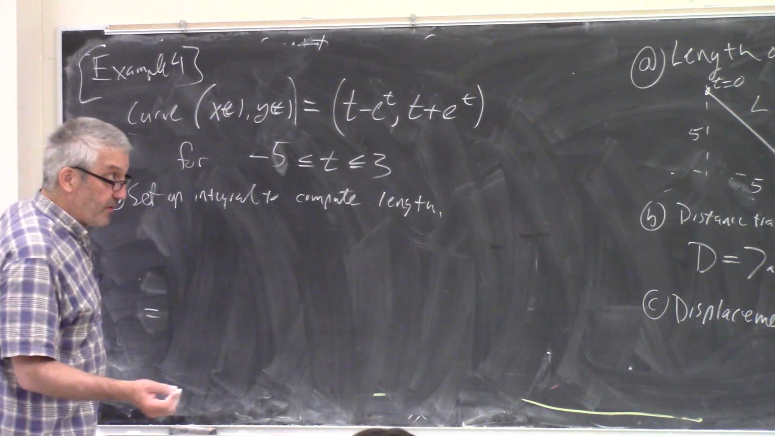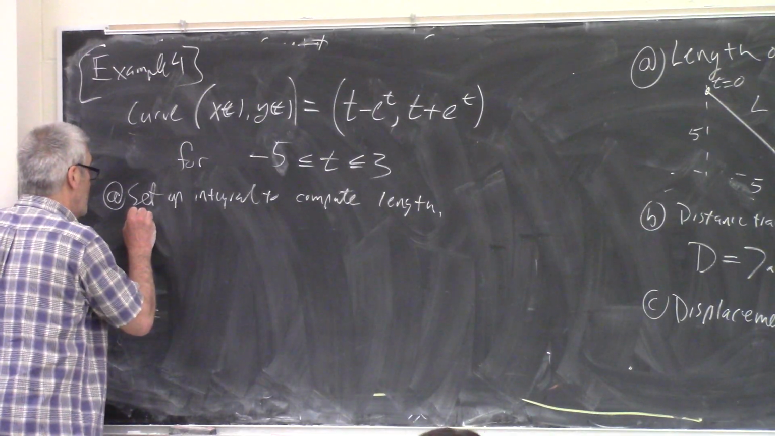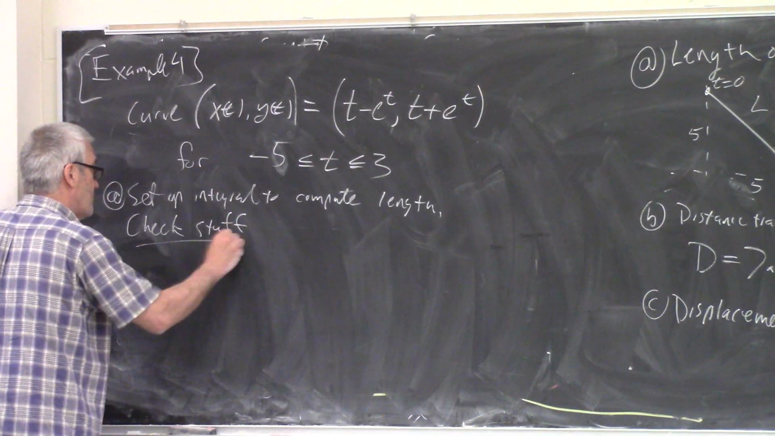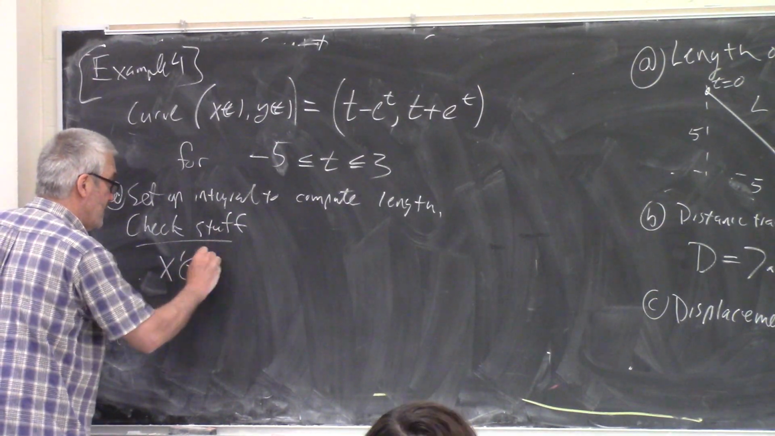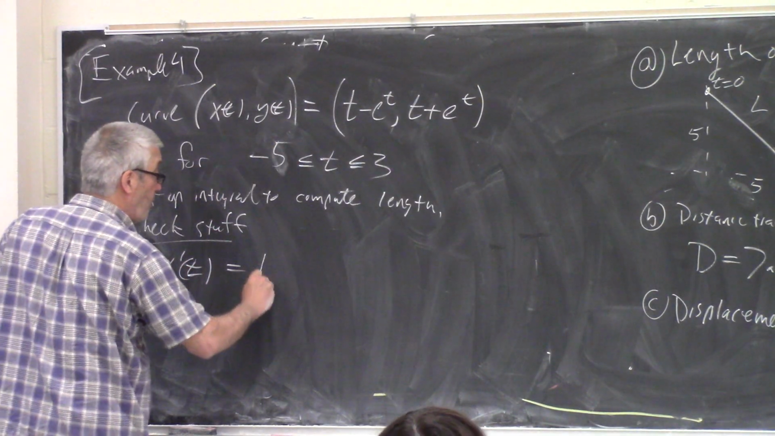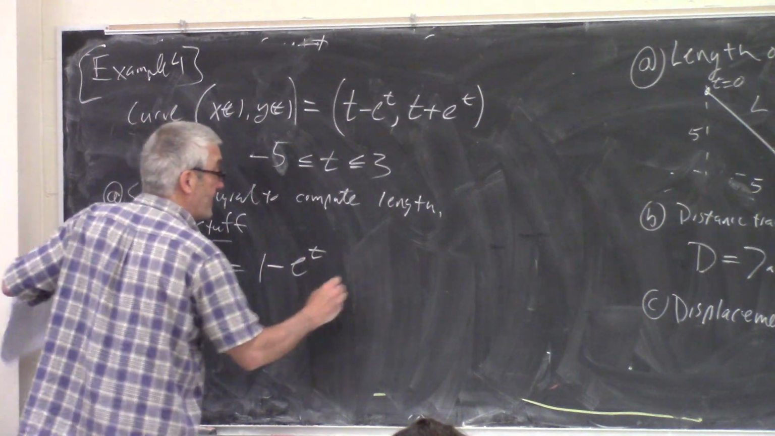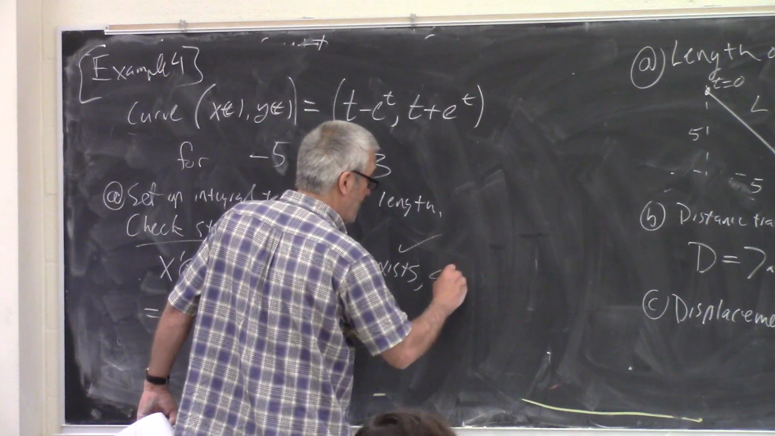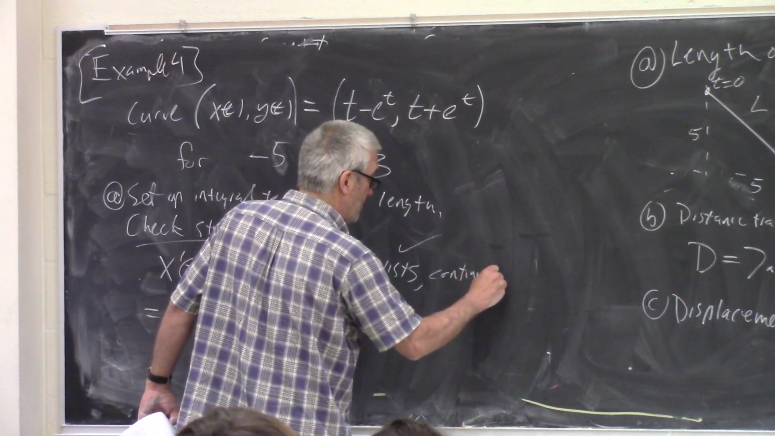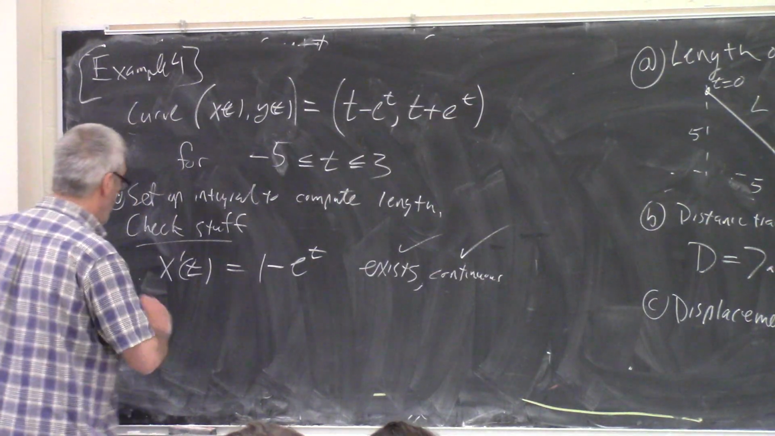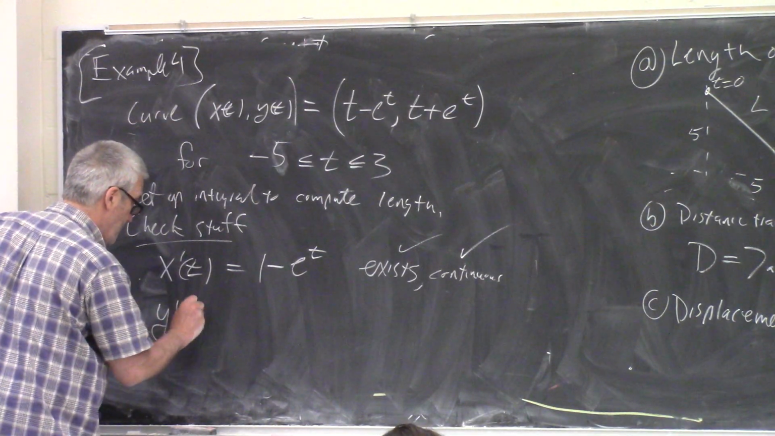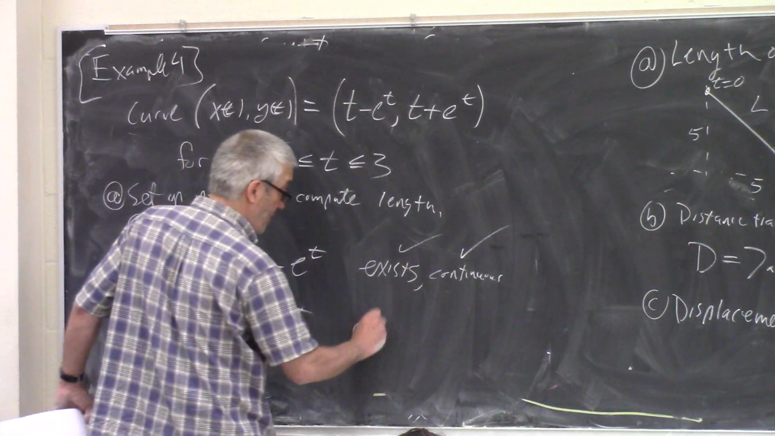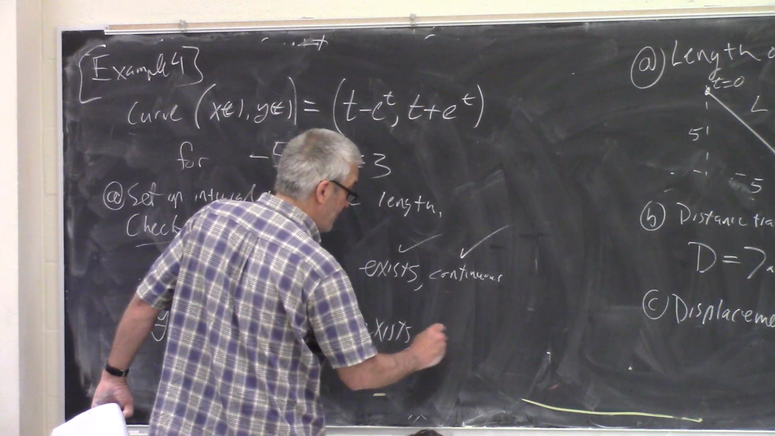Okay, we got to check the details. So x prime of t is going to be the derivative of that. So it's going to be 1 minus e to the t. So that exists, and it's continuous. Okay, what about y prime of t? Well, that's going to be 1 plus e to the t. That exists, and it's continuous.